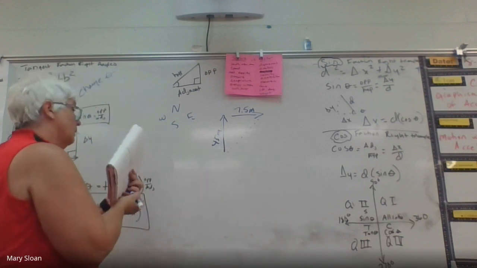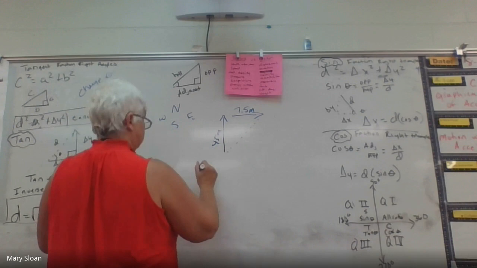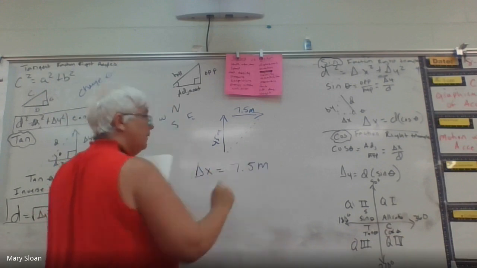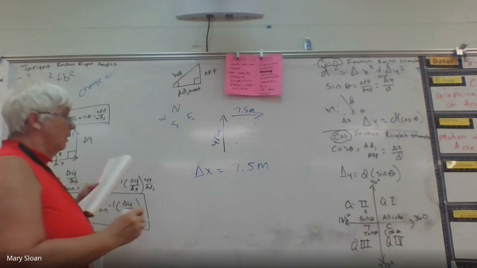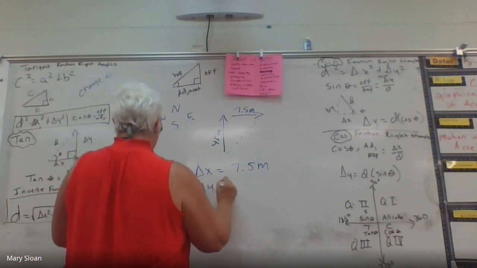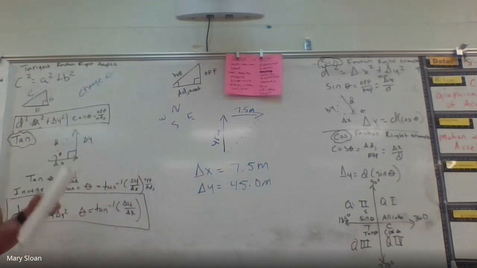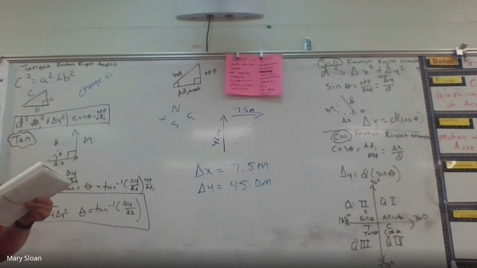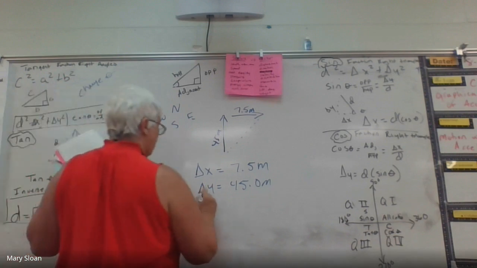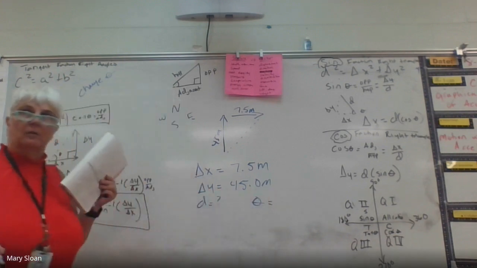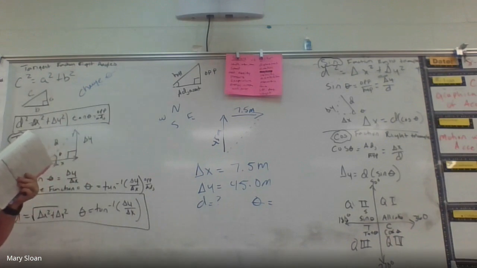Okay. So our change in X equals 7.5 meters. Our change in Y equals 45.0 meters. So what I did is I drew my equation and I wrote my variables. What am I looking for? I'm looking for D and the angle. Everybody good so far?